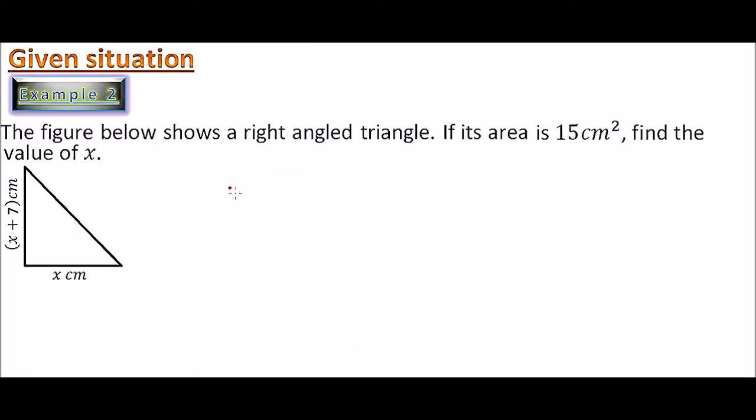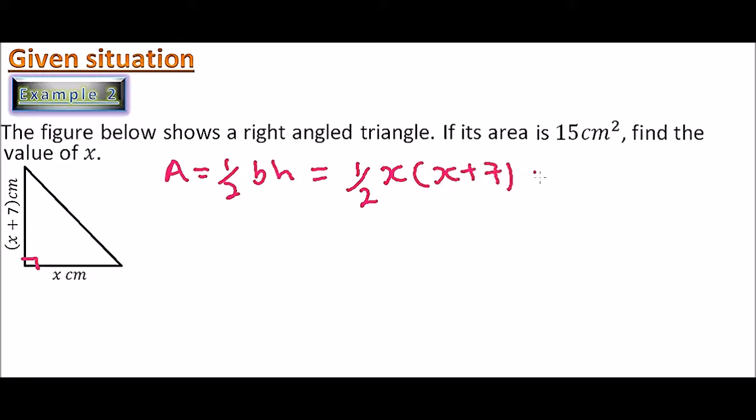Another way that we form a quadratic equation is when we are given a certain condition. We have an example here. The figure below shows a right angle triangle. If its area is 15 centimeters squared, find the value of x. We know the area of a triangle is equal to a half base times height. Since this is a right angle triangle, we have a half, the base is x and the height is x plus 7. This area is equal to 15.